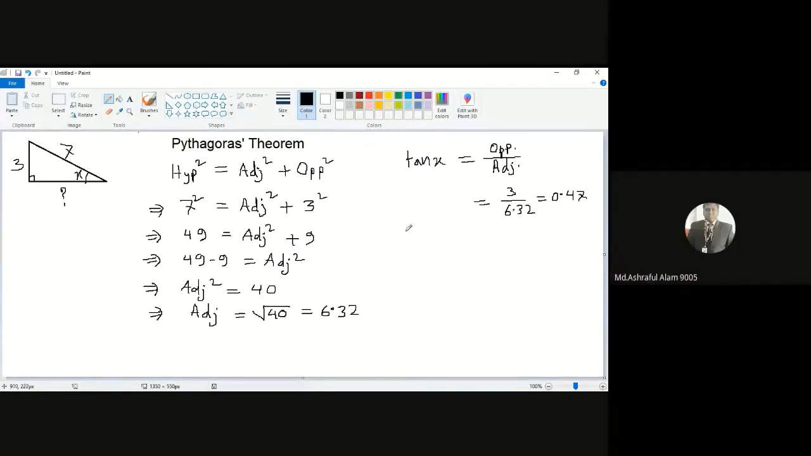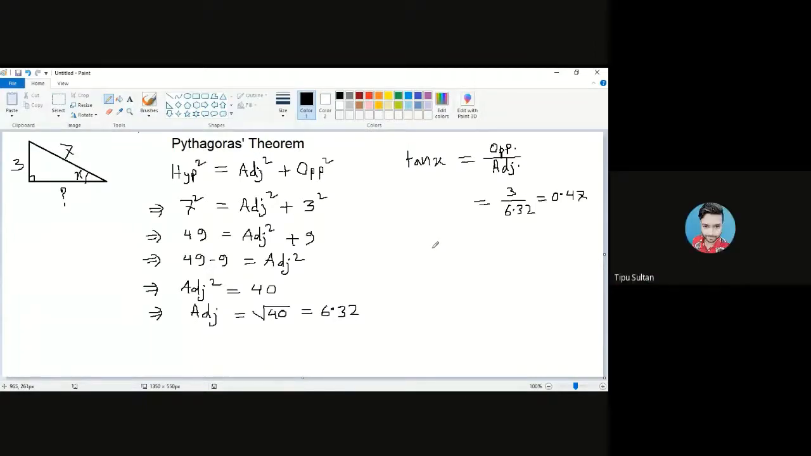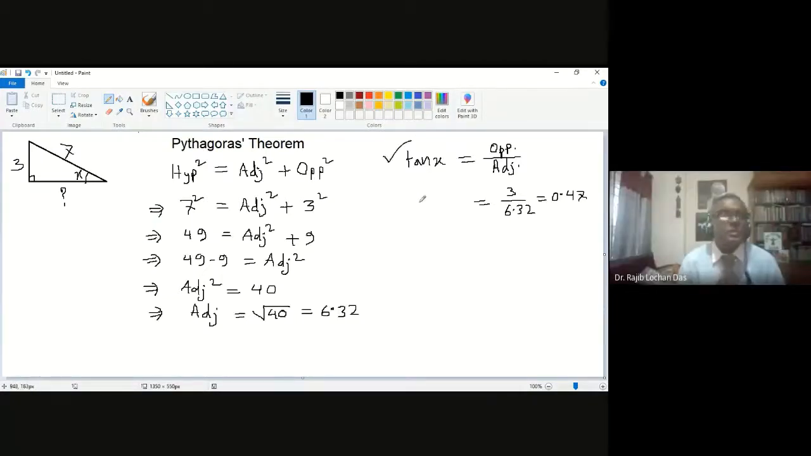Someone is saying 0.47, someone is saying no. So what is the correct answer? 0.47 is correct. Okay, good. So this is 0.47. So this is how you can find tan x.